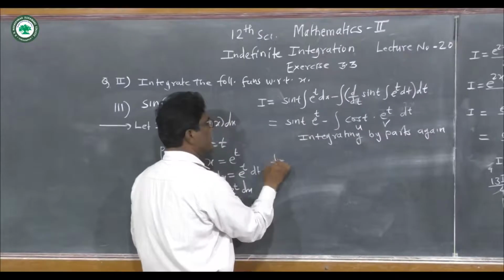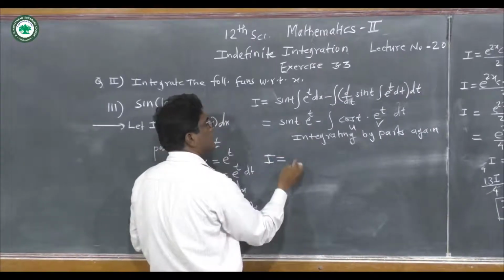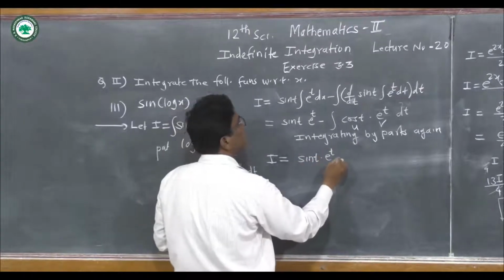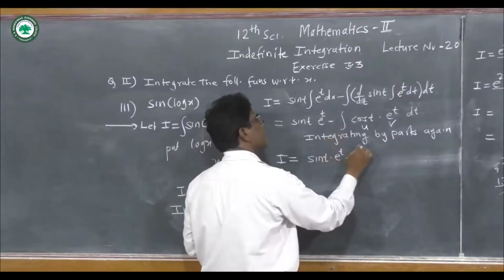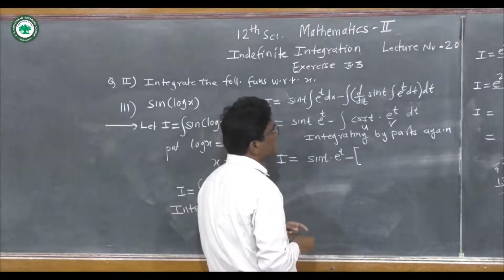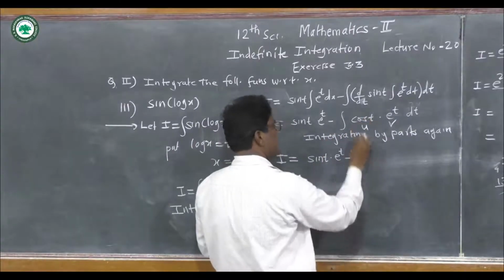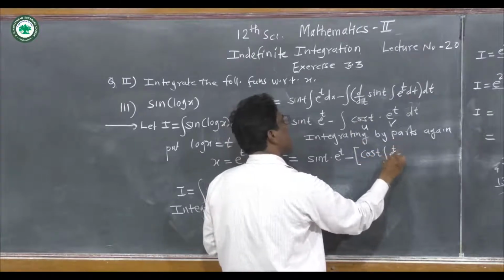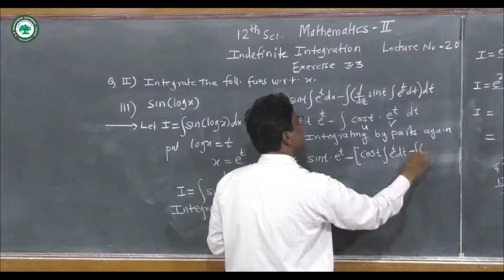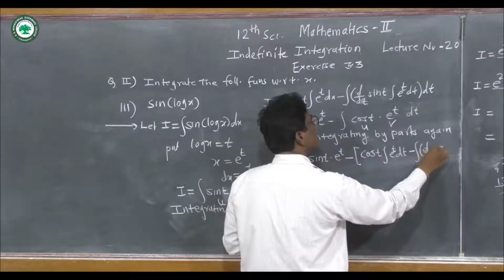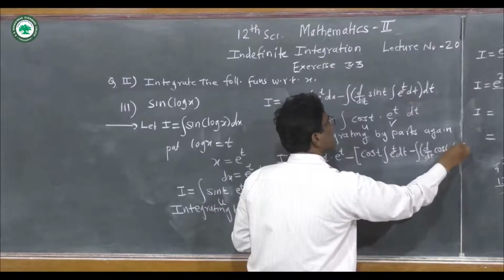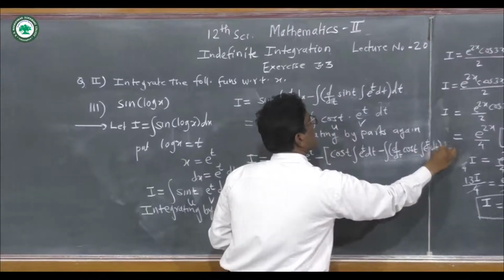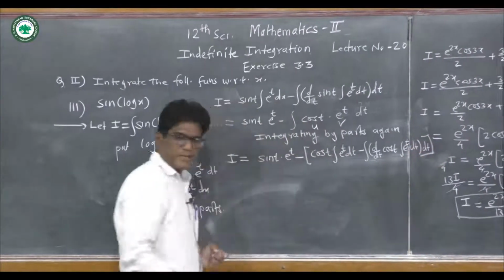And so I is equal to this sin t into e to the power t minus, because of this minus sign we take here a square bracket. So minus u, that is cos of t into integration of e to the power t dt, minus integration of d by dt of cos of t into integration of e to the power t dt. Complete this round bracket, then write dt and complete the square bracket.